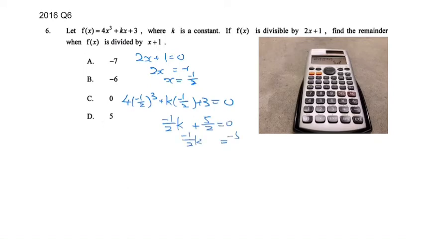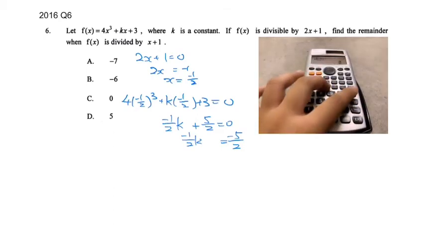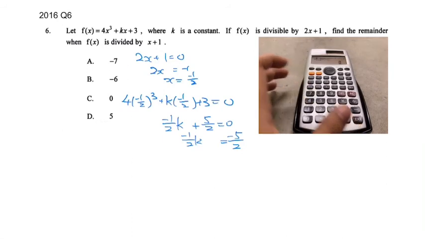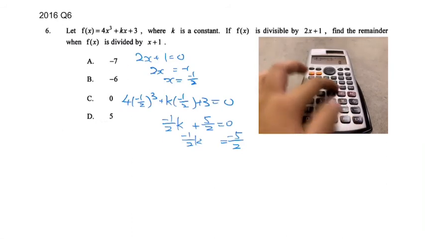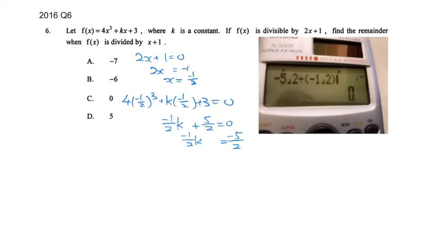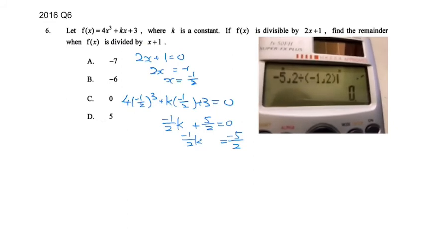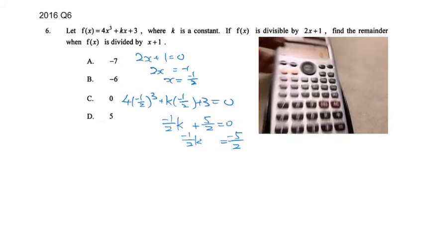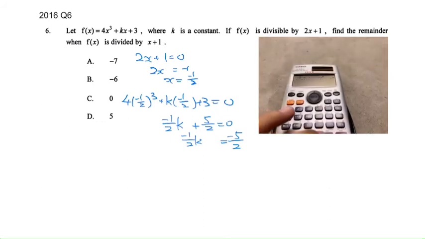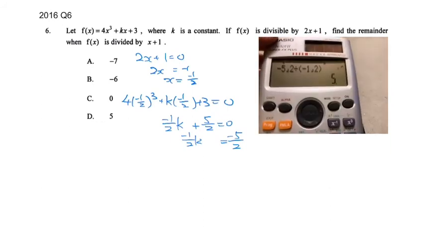So let's move the numbers to the other side. These numbers are actually multiplying with that, so if you want to remove this, you have to divide it to the other side. So this negative 5 over 2, you divide that whole thing. You can give a bracket directly actually, just like this way. Okay, negative 5 over 2 divided by negative 1 over 2. Let's see, what do you get? You should be able to get k as 5.